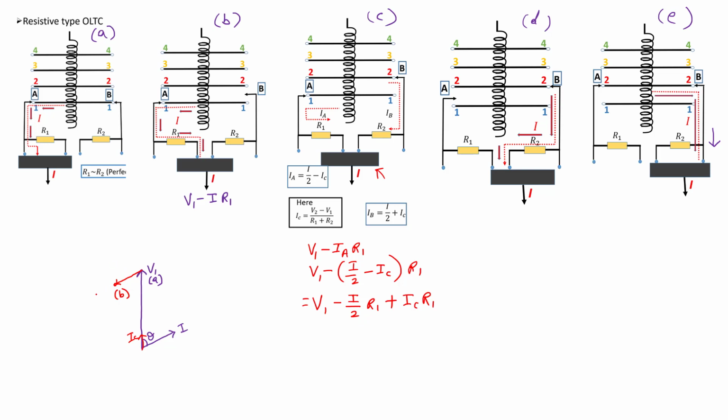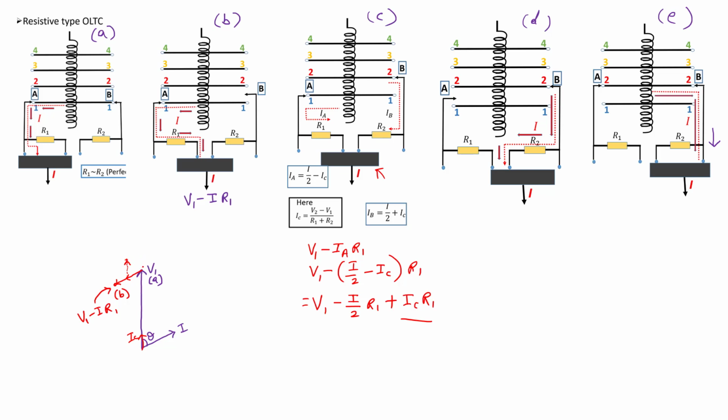So V1 minus I by 2 into R1. Earlier we have this B position, which is V1 minus I R1. Therefore V1 minus I by 2 R1 is somewhere here, exactly in the middle. And from here, you have to add IC R1. IC is here. IC R1 is also the same, parallel to this one, therefore exactly parallel to the B phasor. This is somewhere here, so this is the new position, position C.